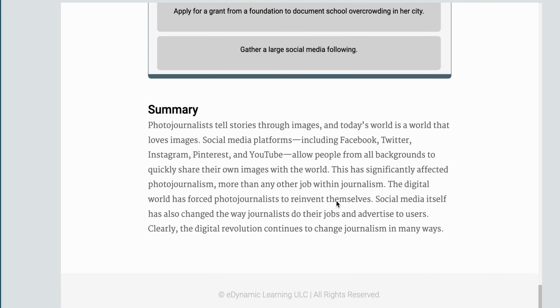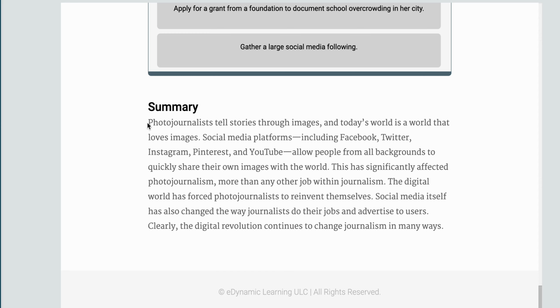And here we have some comprehension questions, and we have the summary: photojournalists tell stories through images, and today's world is a world that loves images. Social media platforms, including Facebook, Twitter, and all those, allow people from any background to quickly share their own images with the world. And this, of course, affected photojournalism positively and negatively.